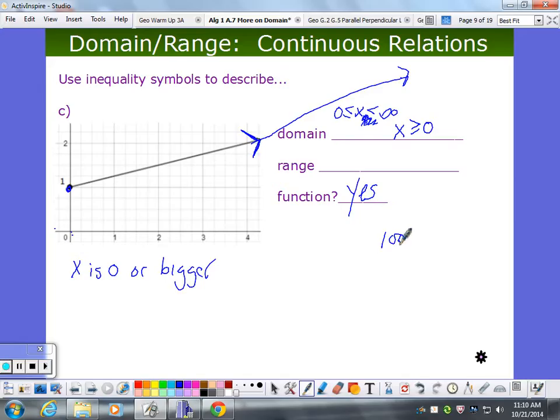x bigger than or equal to 0. Does that kind of say the same thing? Yep. Does it? Yes. So you can say it that way. This is not incorrect. If you say it that way, that's okay too.